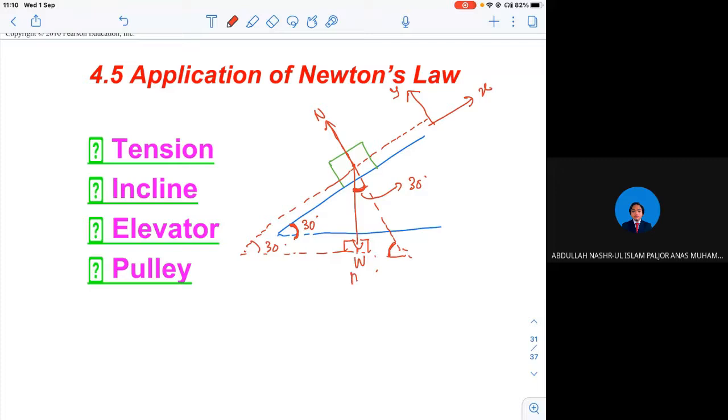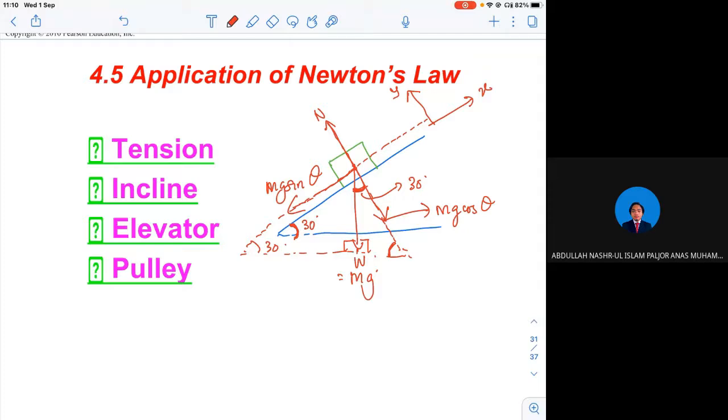W is mg, definitely is mg. W equals mg. So we need to write down the equation of this. This one is mg cos theta, and this one is mg sin theta. Okay, mg sin theta, mg cos theta. Theta is 30 due to this part.